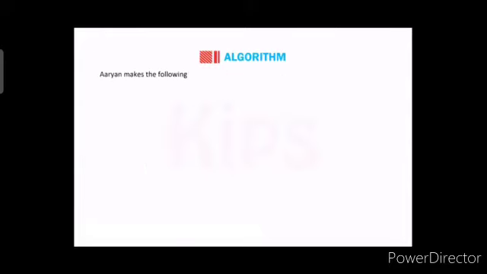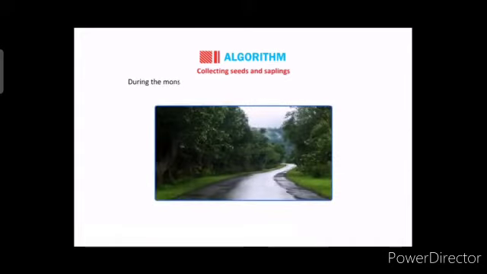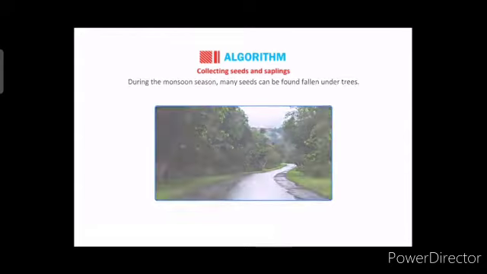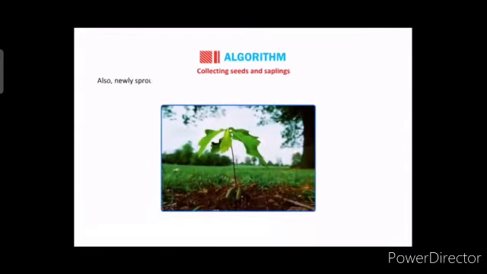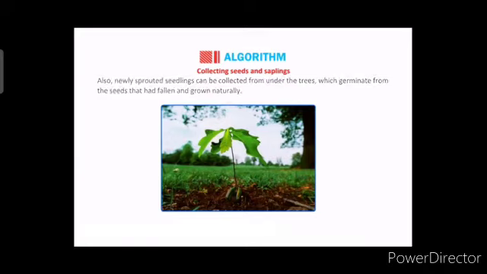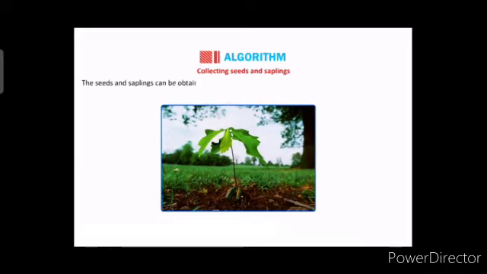Aryan makes the following algorithm to accomplish his task of preparing low-cost saplings. Collecting seeds and saplings. During the monsoon season, many seeds can be found fallen under trees. Also, newly sprouted seedlings can be collected from under the trees, which germinate from the seeds that had fallen and grow naturally. The seeds and saplings can be obtained, making sure that the saplings collected have their roots intact.